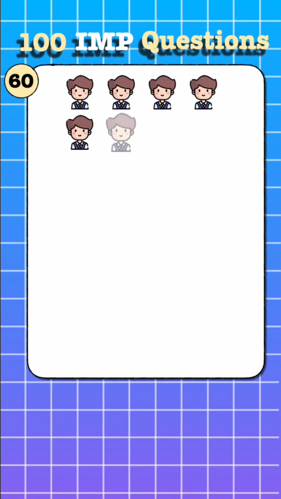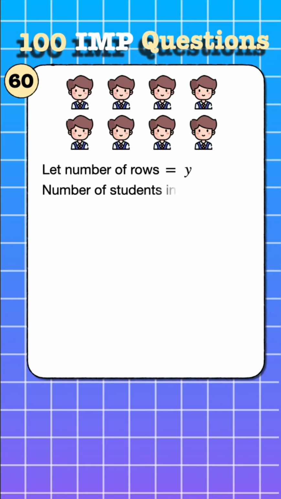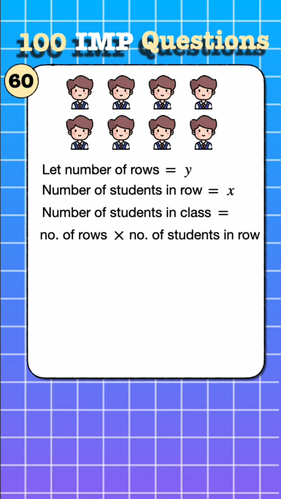So let's assume that the number of rows is y, and the number of students in a row is x. Now the number of students in the class will be the number of rows multiplied by the number of students. Correct. So the total number of students in the class will be x into y. Now, what is the first condition?